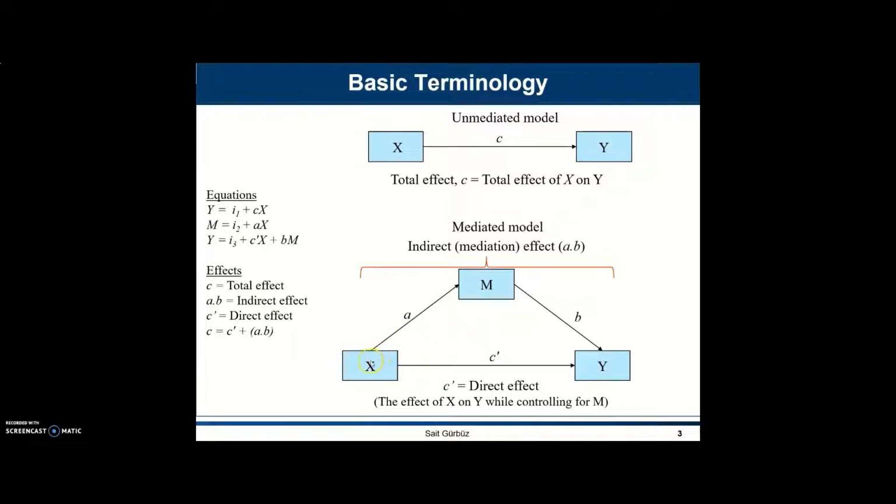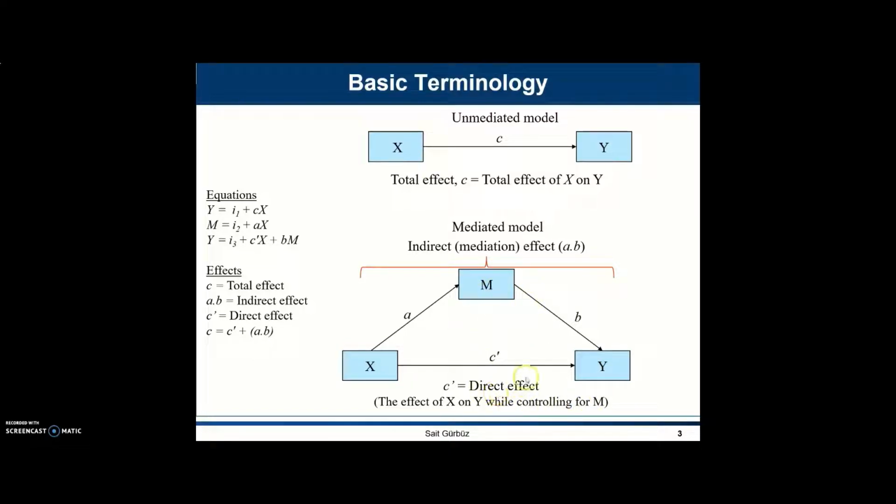The first path, the impact of the X variable on the mediator, is indicated by A, and B is the path used to show the impact of the mediator on the Y variable, or outcome variable. Also in this mediated model you can see the C prime. This is the C prime, which we call the direct effect. In other words, the effect of the X variable on the Y variable while controlling for our mediator.